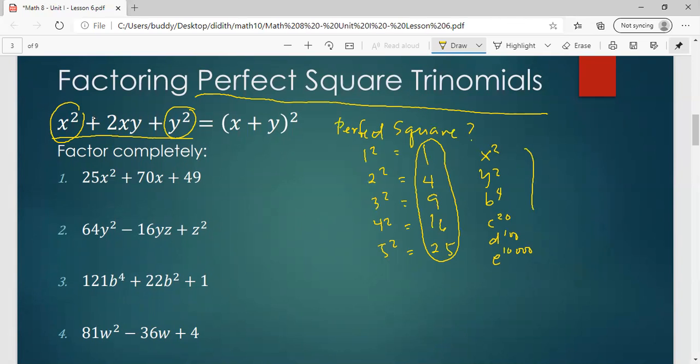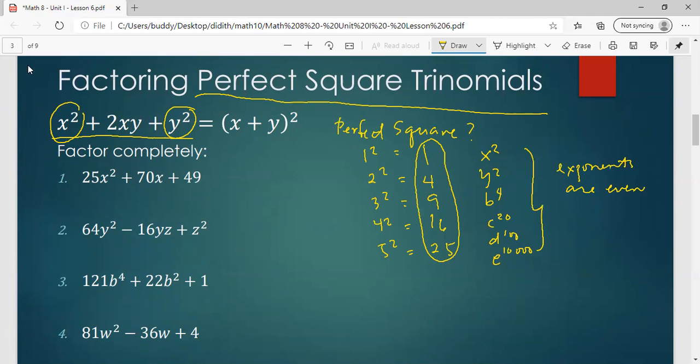As you can see, class, the exponents are even numbers. So with algebraic expressions, consider the exponents. Are the exponents of each variable even? If your answer is yes, then we consider that the expression is a perfect square.